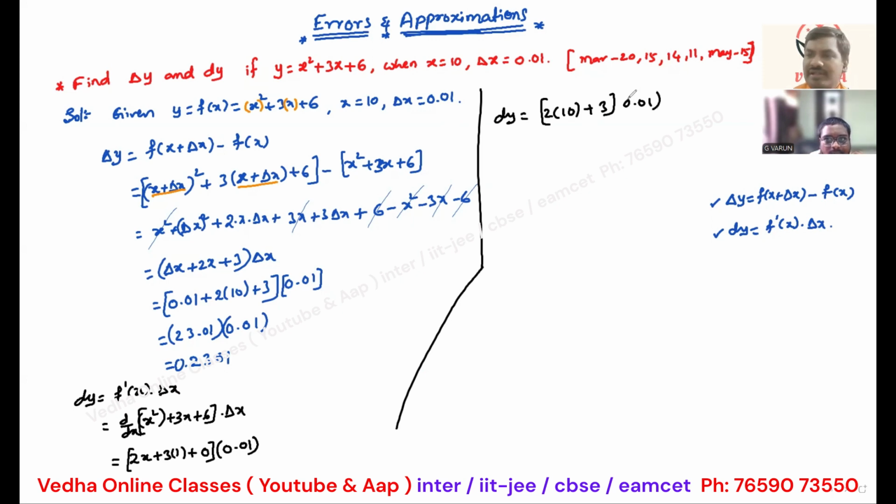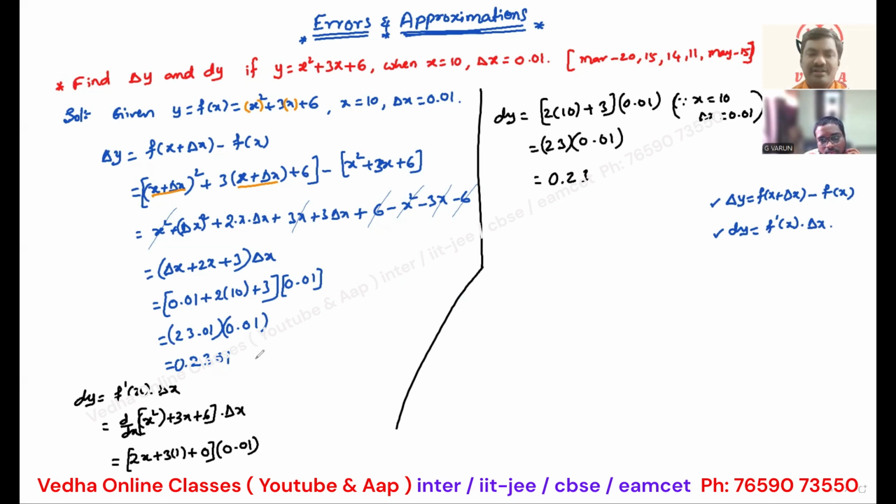Okay. So 2 into 10, 20. 20 plus 3, 23. Here what we did, we substituted the values x is equal to 10 and delta x is equal to 0.01. So given values we substituted, 20 plus 3, 23. So that is 23 into 0.01. Okay. So 23 ones are 23. After two numbers, we have to take the decimal place. After two numbers, decimal place means 0.23.